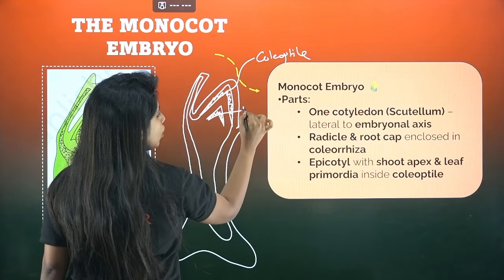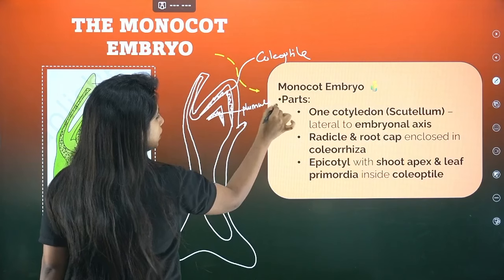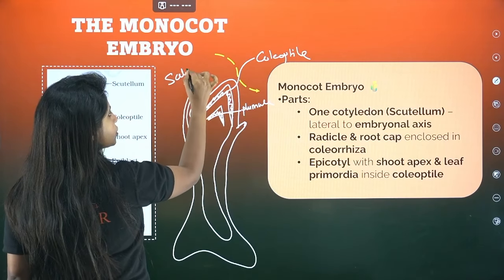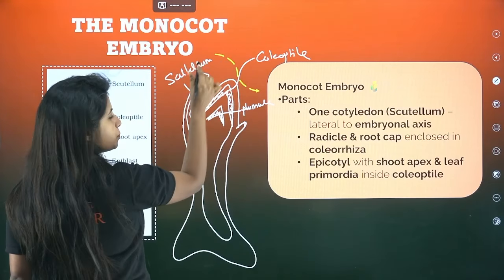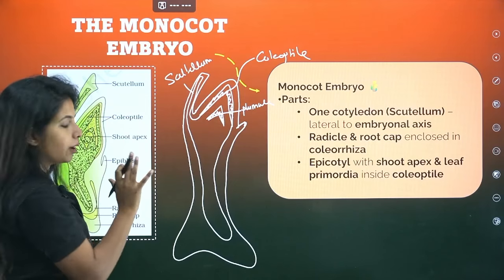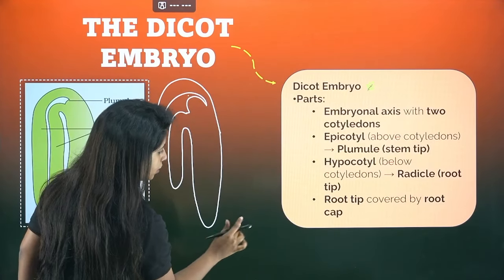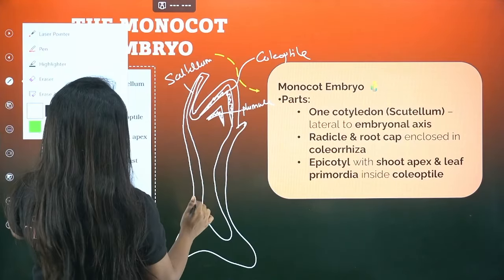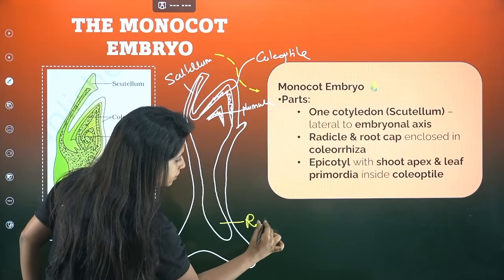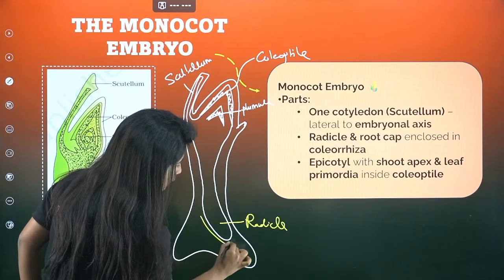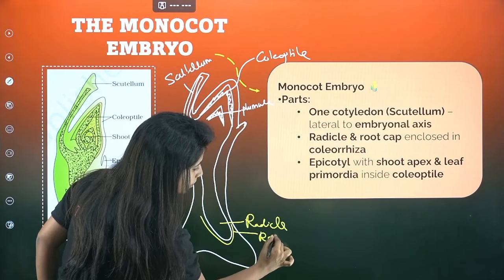This is going to be your plumule. This is going to be your cotyledon, that is scutellum. Endosperm is not mentioned over here, so you do not have to draw it. This particular structure that you see is your radicle. Covering the radicle, you have one thing that is known as the root cap.